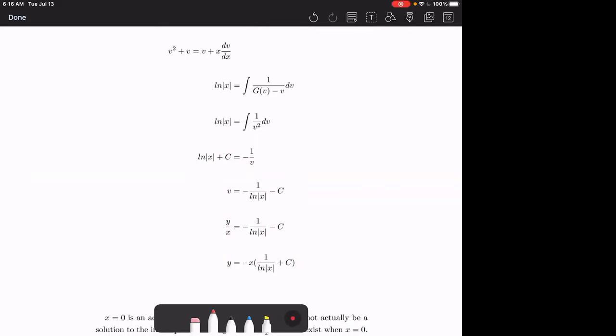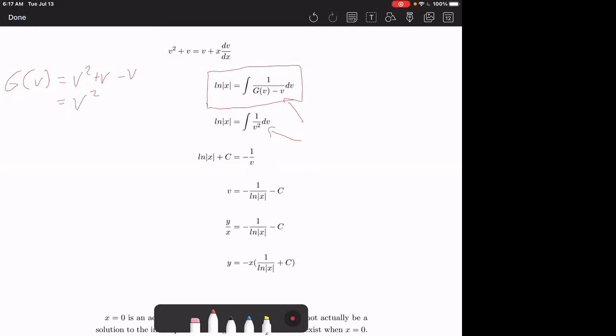Now, if we look back, we can get the x's to the left and the v's to the right, using the steps for solving separable equations. So we get the ln x on the left, but what do we have on the right? Well, what is 1 over g of v minus v? Well, g of v is equal to v squared plus v. We want to subtract v from that to get our denominator. So that's just v squared. So our denominator is v squared. So on the right, we're just integrating 1 over v squared.